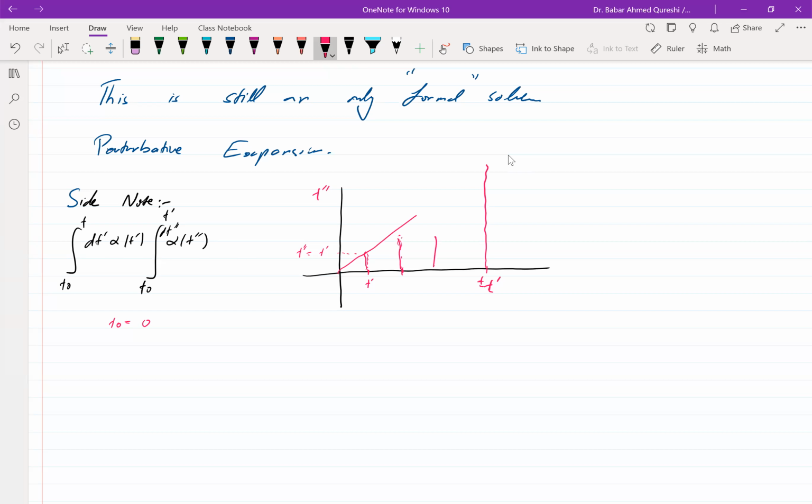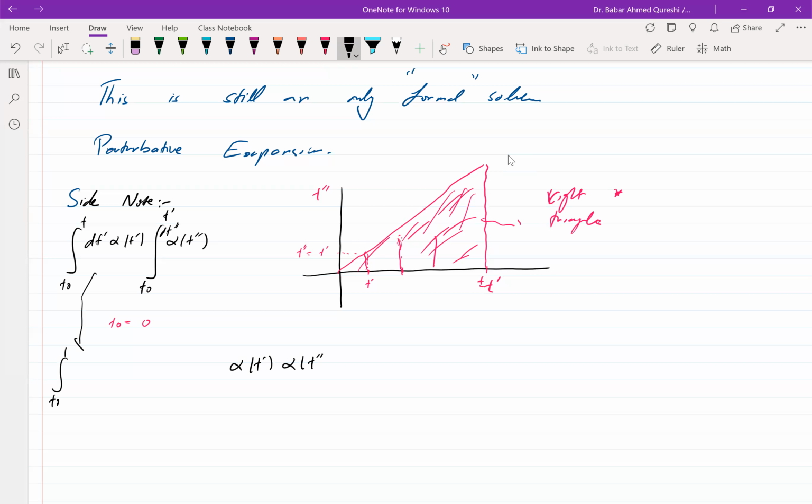So if I look at it as a double integral, integration over an area defined by these two variables, then it is this right triangle that I am integrating over. But now you can free up this nested integral by noting that alpha of t dash times alpha of t double dash. So I can just look at these two things, and I want to try to write them something like this.